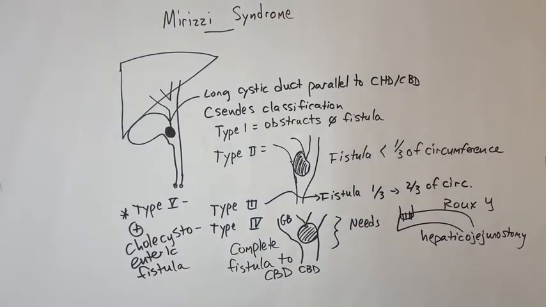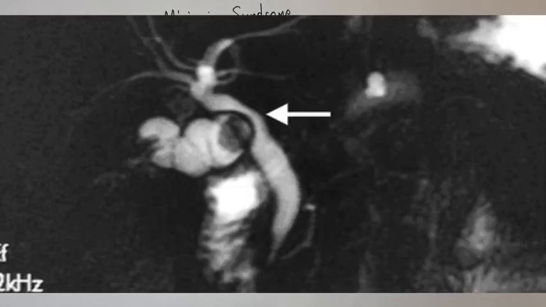If a patient has gallstones and a dilated common bile duct above the level of the cystic duct junction but no distal common bile duct dilation, I would consider Mirizzi syndrome. A good confirmatory test is MRCP.